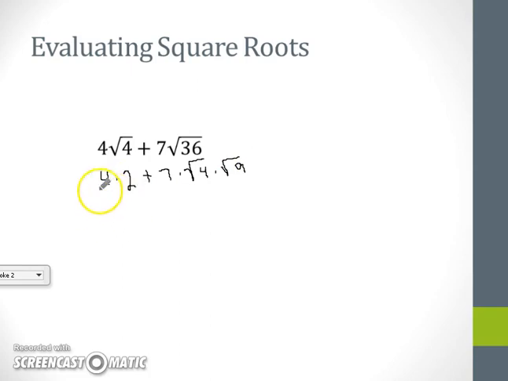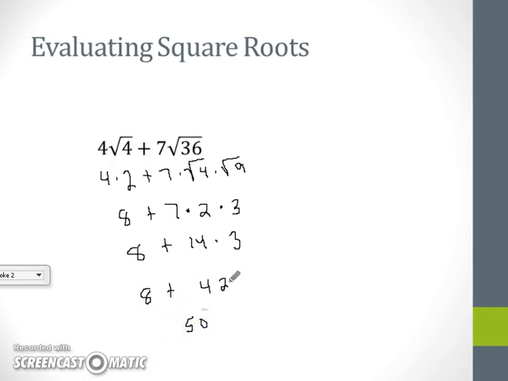So 4 times 2 is 8, plus 7 times the square root of 4, which is 2, times the square root of 9, which is 3. And then we have 8 plus 14 times 3, and 14 times 3 simplifies to 42. So we're adding 8 plus 42 to get to 50.